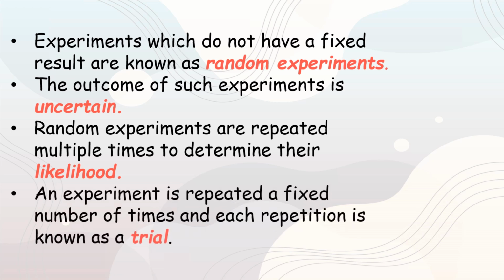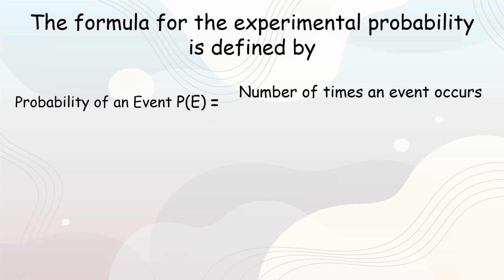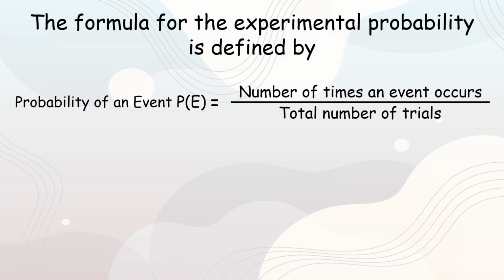An experiment is repeated a fixed number of times and each repetition is known as a trial. So kung inuulit-ulit natin yung pag-experiment natin, class, ibig sabihin trial pa yon. Okay, so the formula for the experimental probability is defined by probability of an event P of E is equal to the number of times an event occurs over the total number of trials.